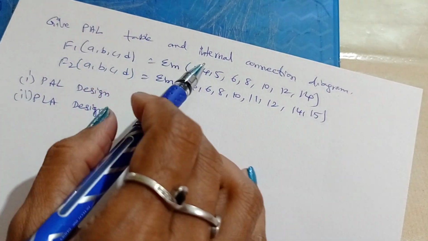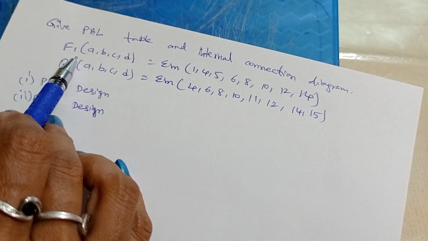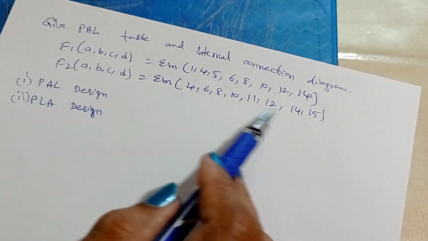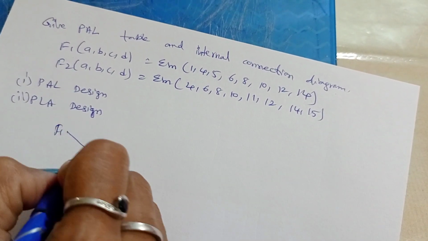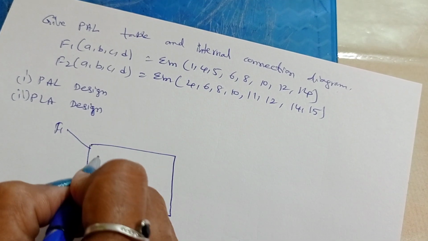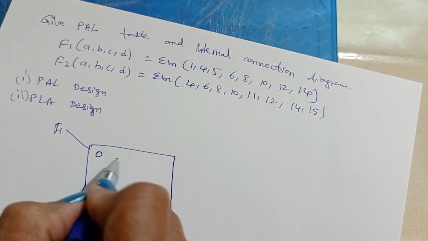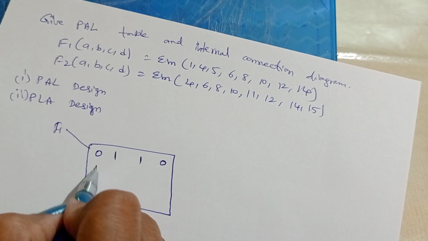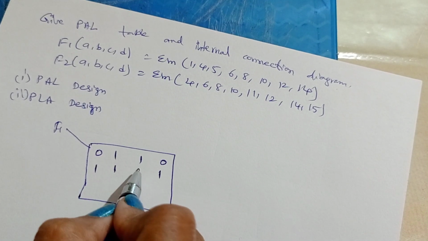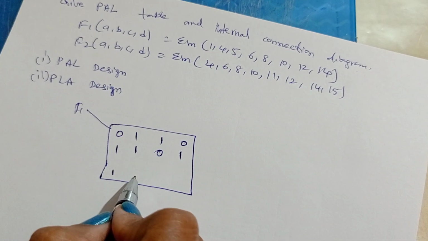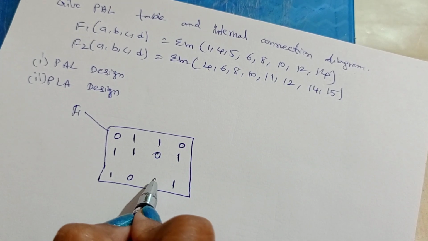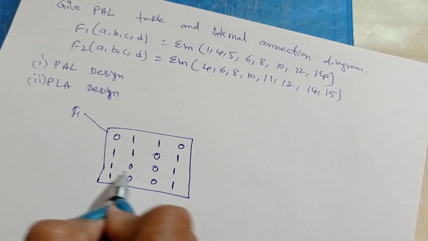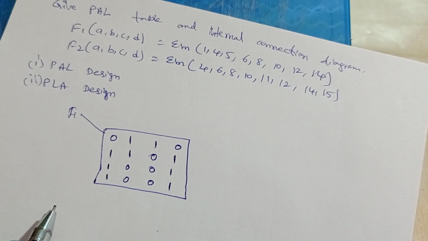Give PAL table and internal connection diagram for F1 function of ABCD, summation of 1, 4, 5, 6, 8, 10, 12, 14, and same as F2 is given. So for F1 we'll draw the K-map: 0 is not there, 1, 2 is not there, 3 is not there, 4, 5, 6, 7 is not there, 8, 9 is not there, 10, 11 is not there, 12, 13 is not there, 14 is there, 15. This is the internal diagram given.